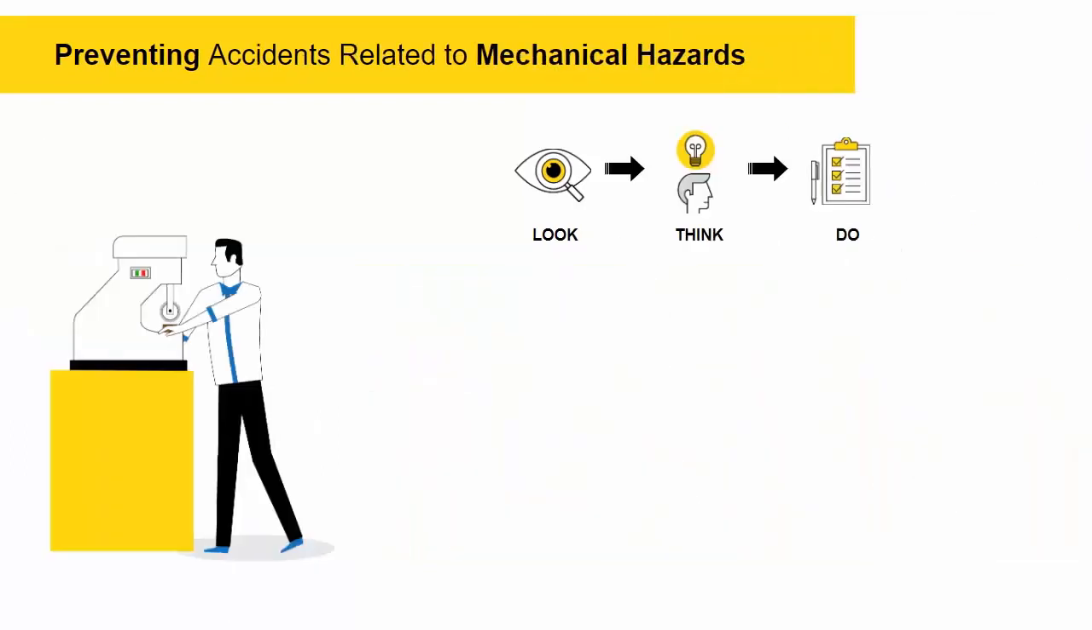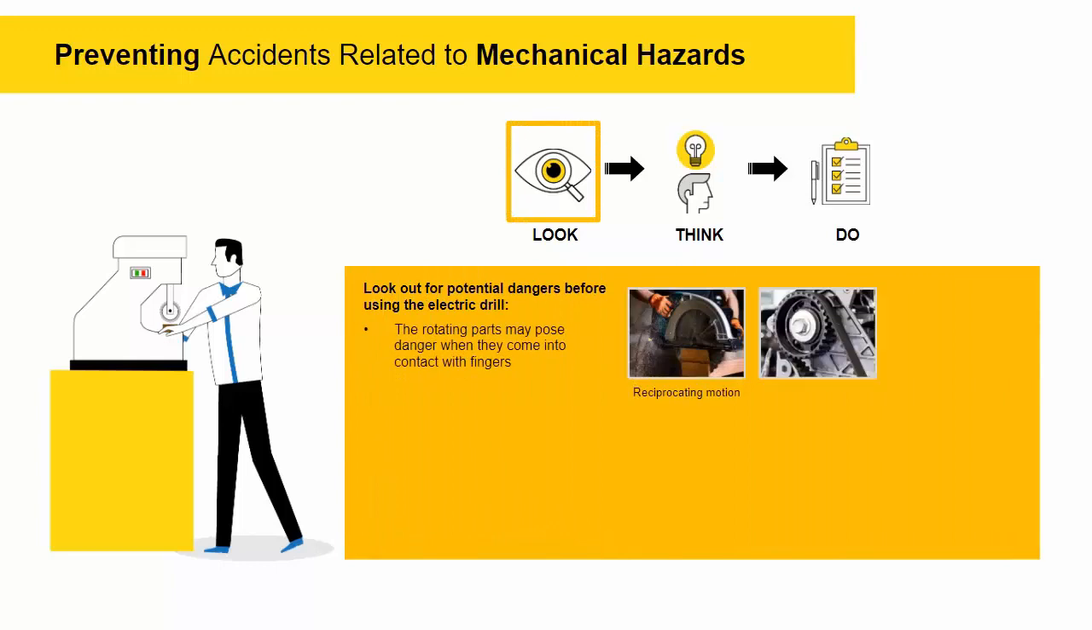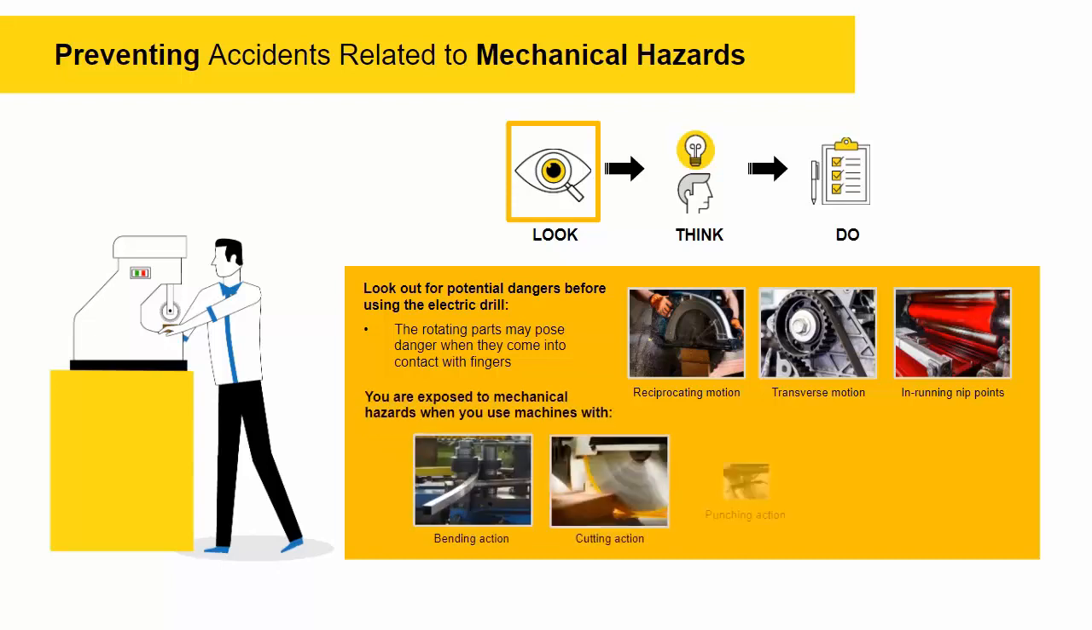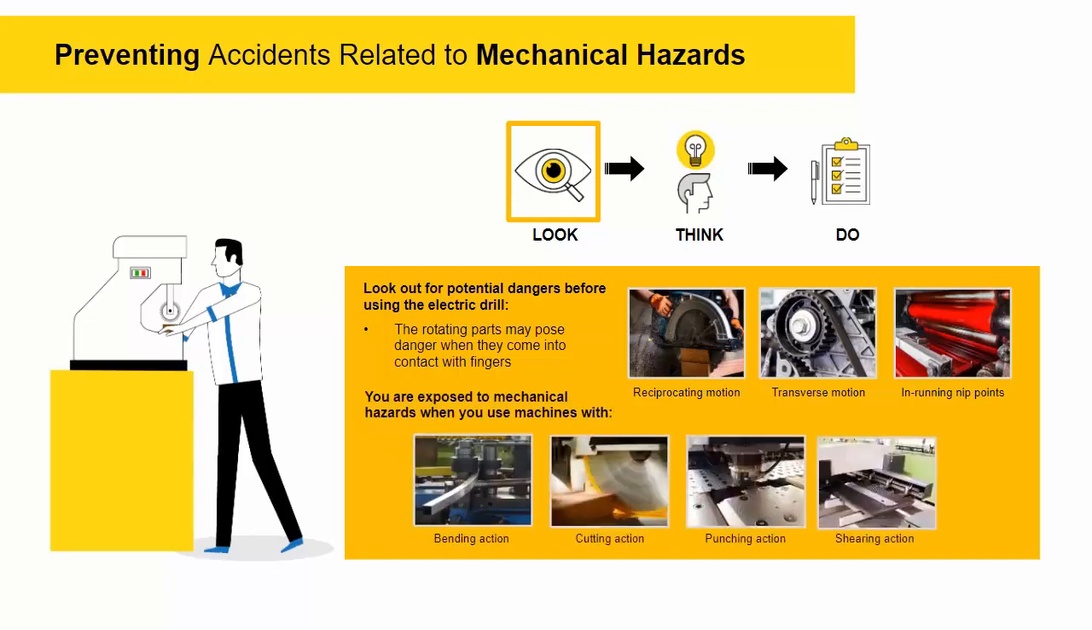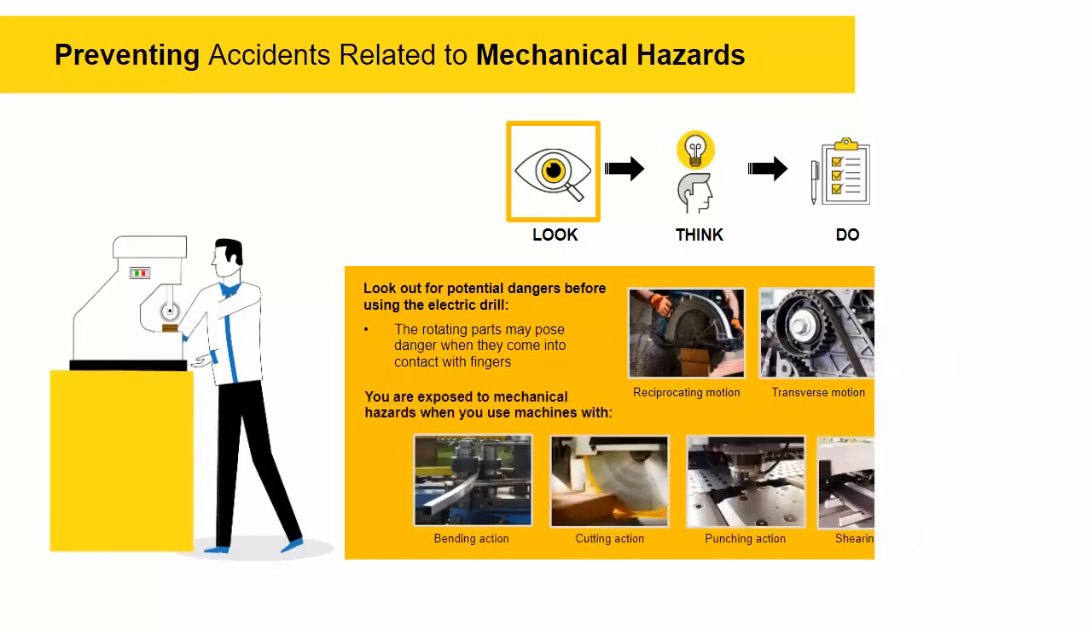Sahemi is about to use an electric drill to make holes in a piece of wood. How can he prevent an accident while using this tool? Sahemi is exposing himself to mechanical hazards when using any machinery or tool. First, he should look out for the rotating parts of the electric drill which may pose a danger to his fingers. Here are other examples of mechanical hazards caused by the moving parts from different types of machines.